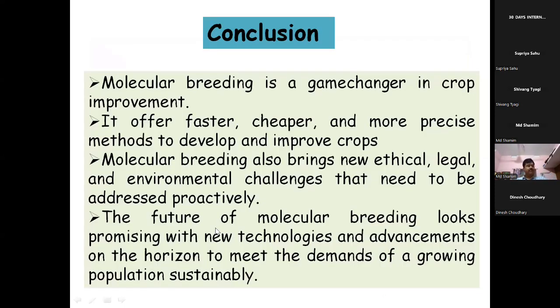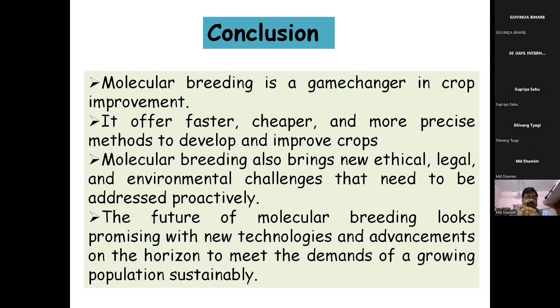So I am going to conclude my presentation: molecular breeding is a game changer in crop improvement, as it is a very fast, cheaper, and more precise method to develop and improve any crops. Molecular breeding also brings new ethical, legal, and environmental challenges that need to be addressed practically. The future of molecular breeding looks promising with new technology and advancements on the horizon to meet the demands of a growing population sustainably, in particular in India.